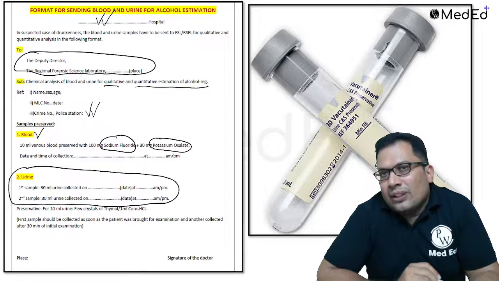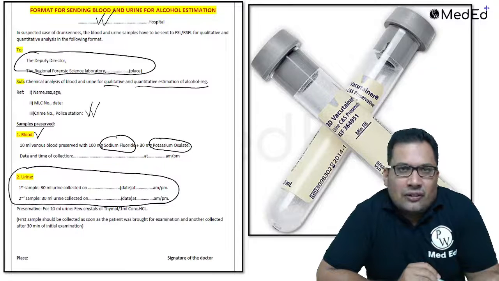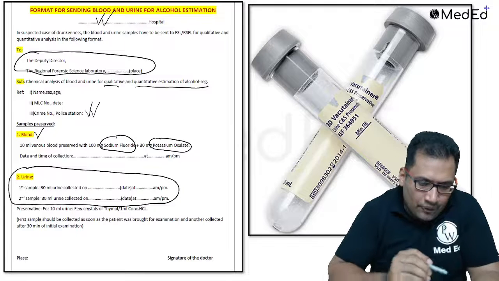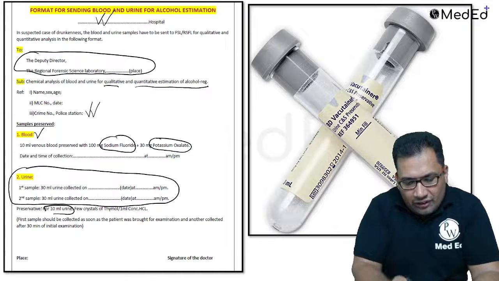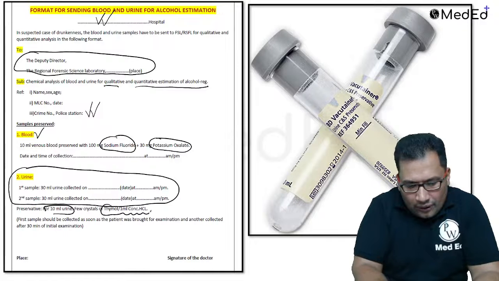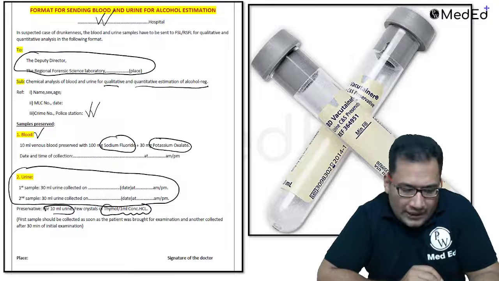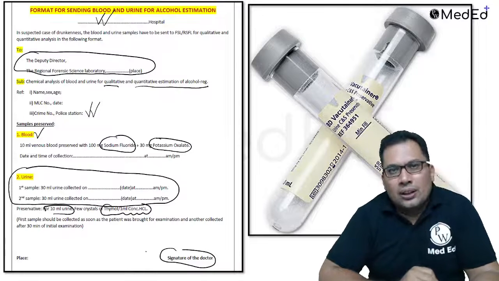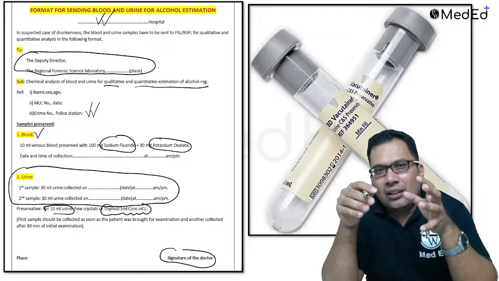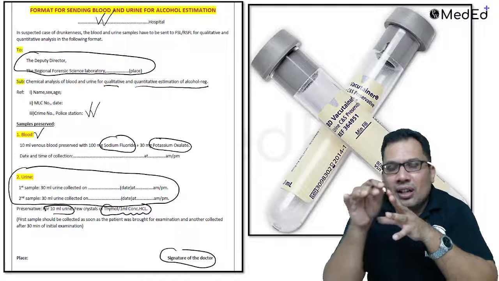One at the beginning of the examination. One more sample 30 minutes after starting the exam. Usually 10 ml of urine. The preservative is thymol, per 1 ml of concentrated hydrochloric acid. Then you can write the signature. So this is how we send samples in case of a drunkenness certificate.